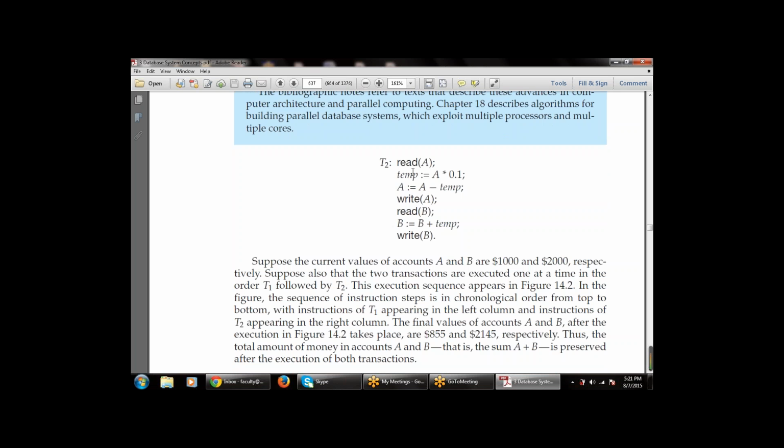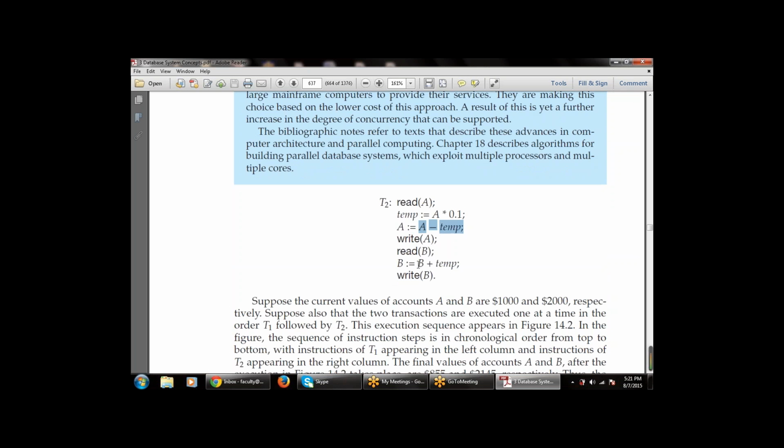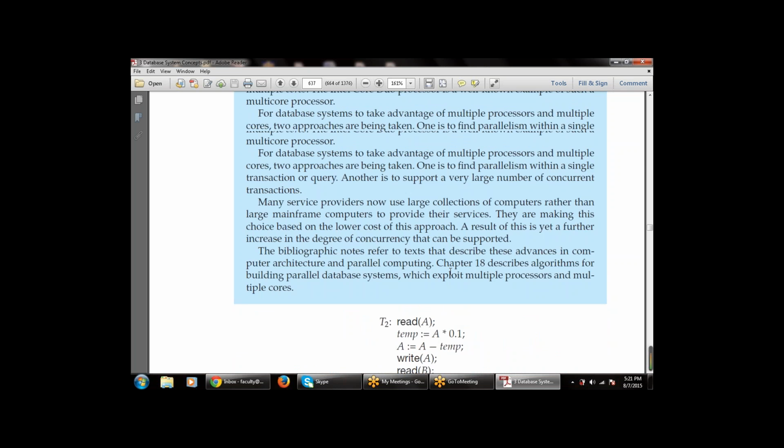This is the next one, a transfer from A to B of only 10%, that is A times 0.1. Then A is A minus that amount, then write A, then read B, then B is B plus that amount. That means one is subtracting and one is adding. A is subtracted, that is debited, and B is added, that is credited.